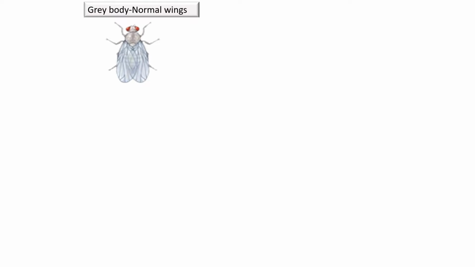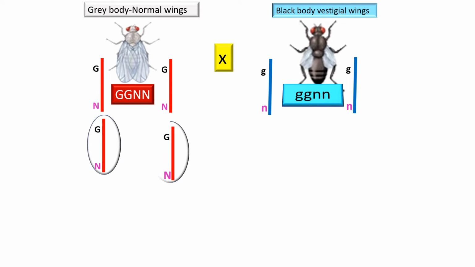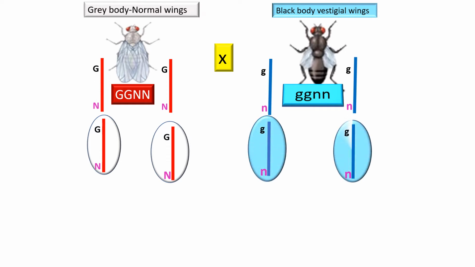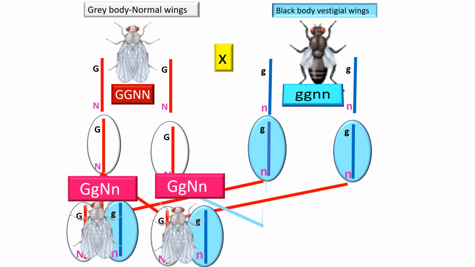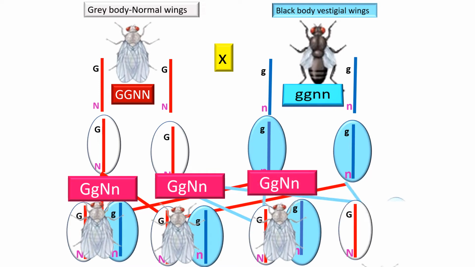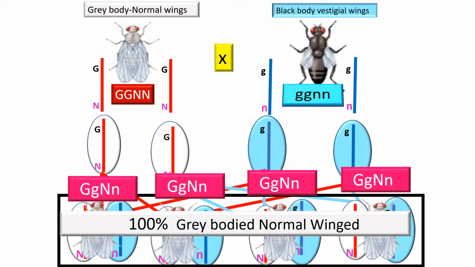Gray-bodied, normal-winged flies. Black-bodied, vestigial-winged flies. Random fertilization of gametes of linked genes. Gray-bodied normal-winged flies. Obtained results in the first cross resemble the expected results.